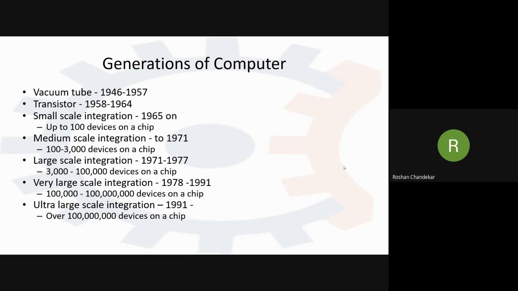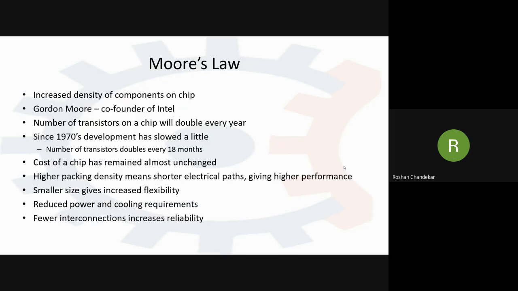And then ultra large scale integration, with over a crore devices integrated in a single computer. That is the stage of Moore's law, which increases the density of components on a chip. Moore's law concerns ICs, the small chips used to store a huge number of data.